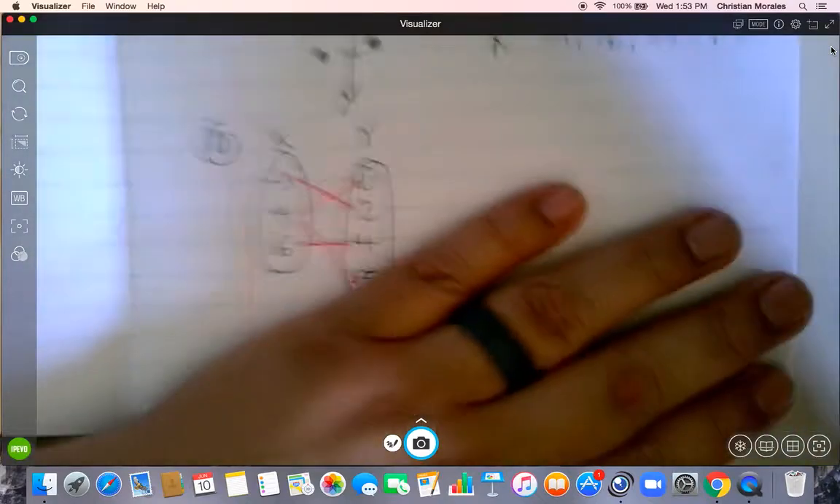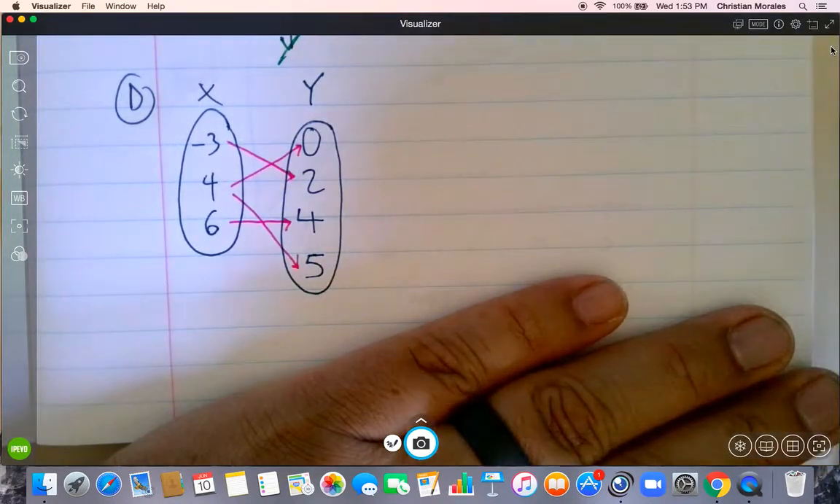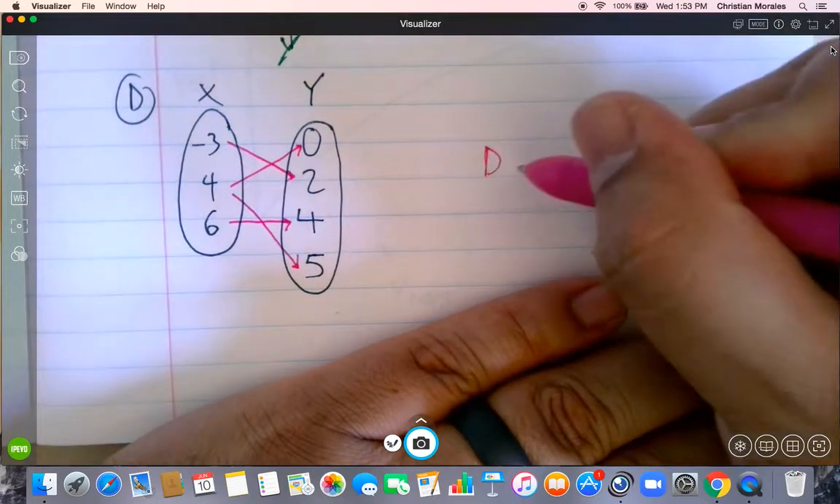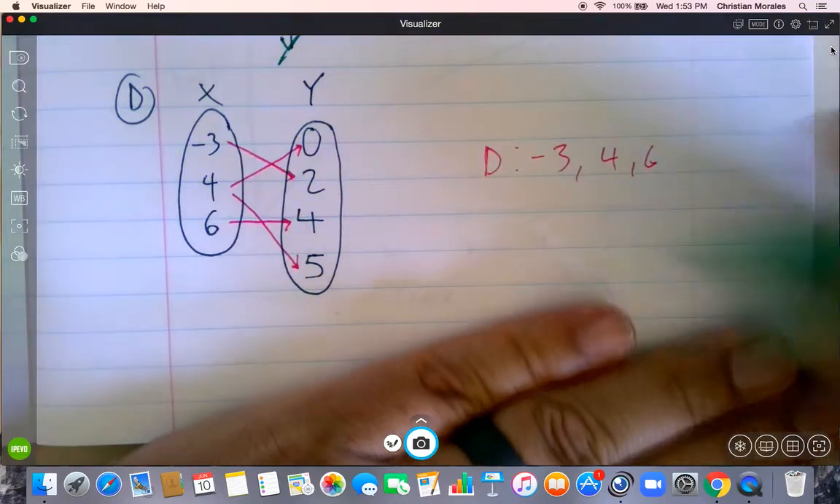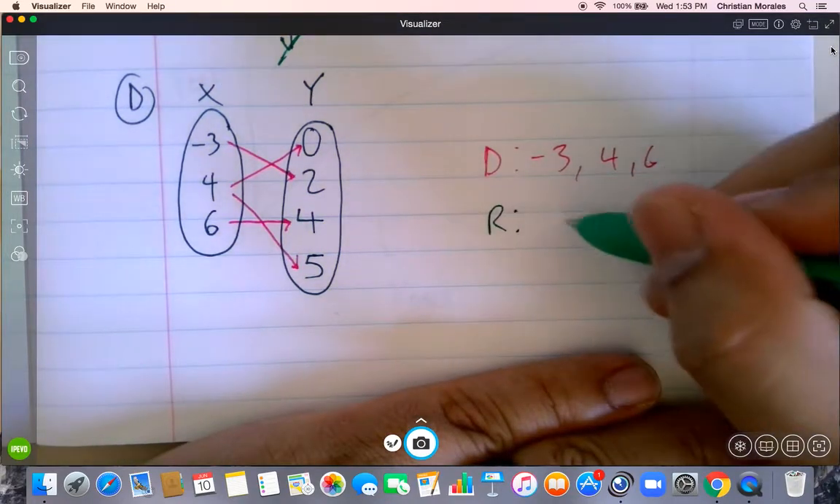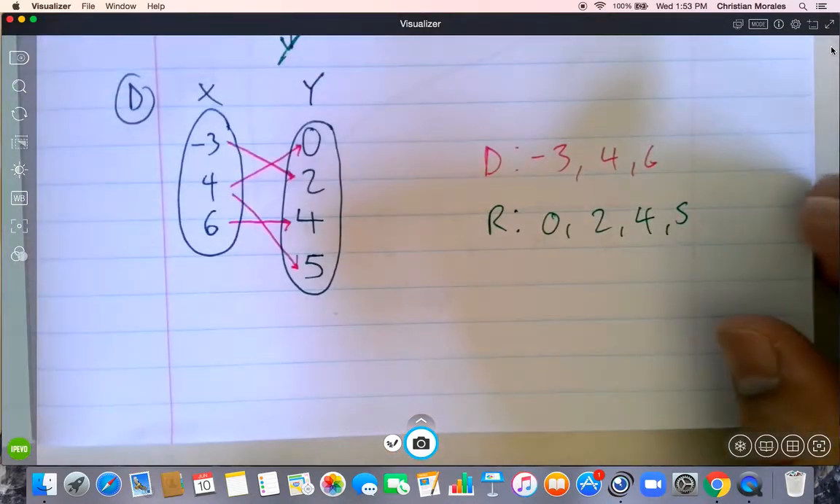And then for the map, they're already put in order. So this one's really easy, guys. The domain is the first circle, -3, 4, and 6. And then the range is the other circle, 0, 2, 4, 5. And guys, that's domain and range.